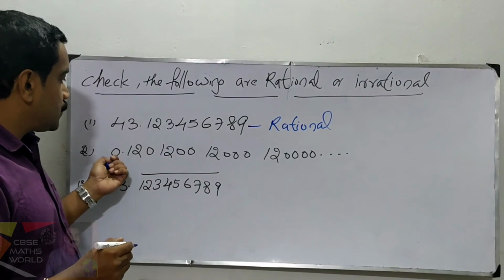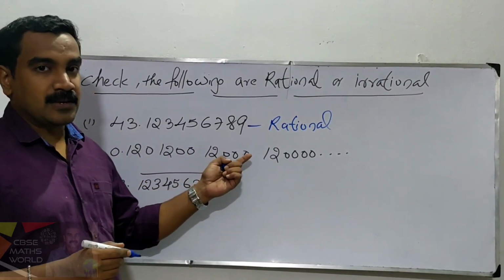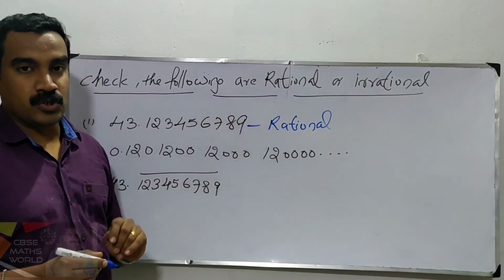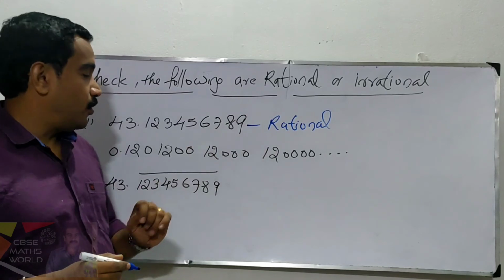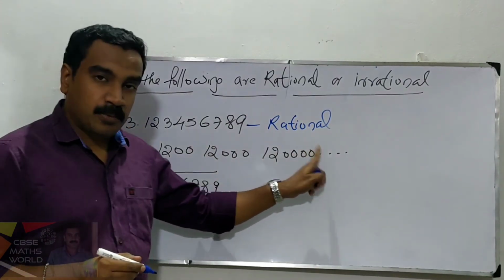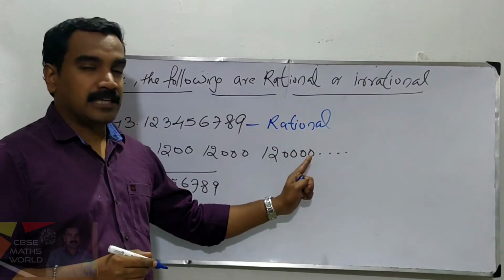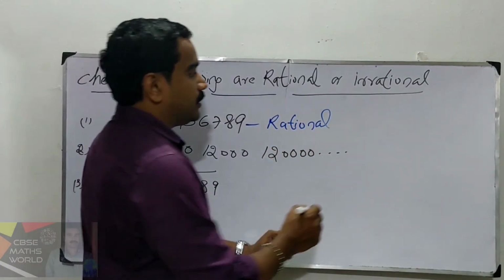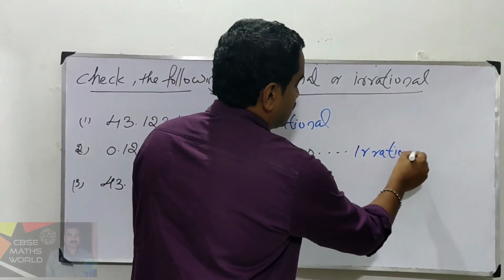Look at the second question. 0.120120012000... Here 1, 2 is repeating, but 0 is not repeating in the same order. So it is non-terminating. The dot is put here. It is going on. It is non-terminating, non-repeating. So no doubt, it is an irrational number.